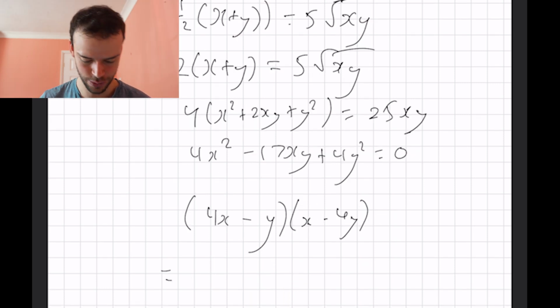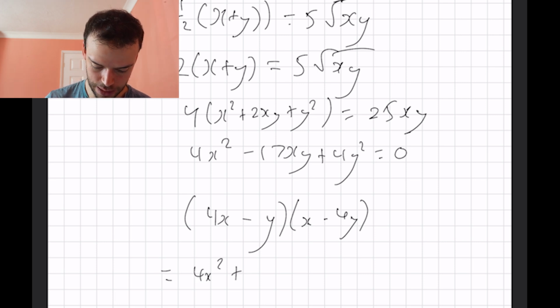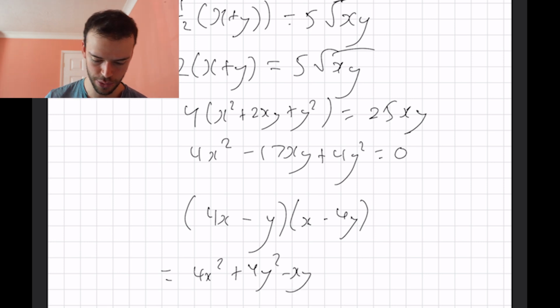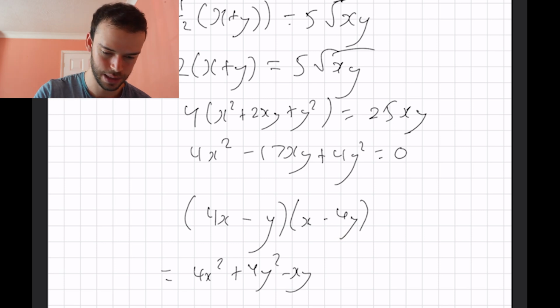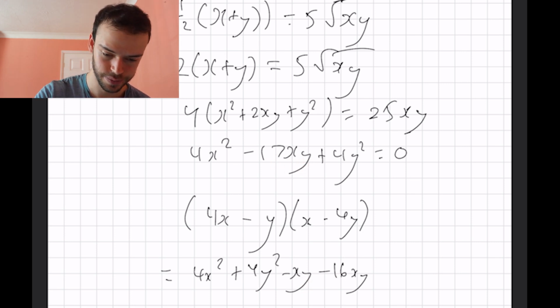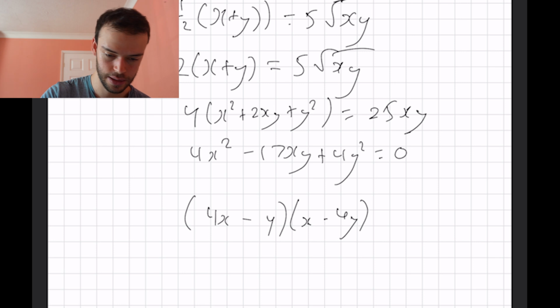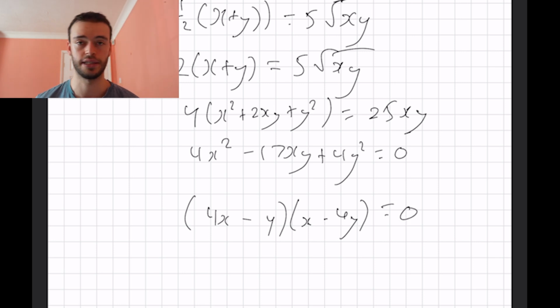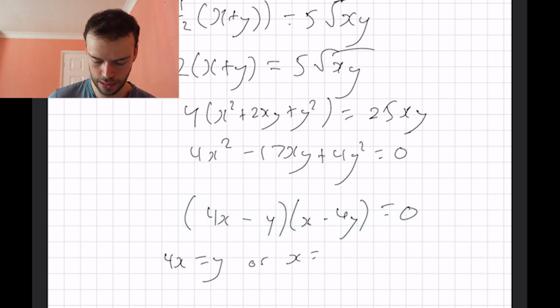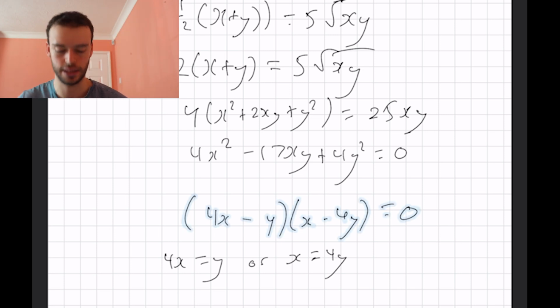Okay, because when we expand this, we get 4x squared, we get the plus 4y squared, and when we do minus y times x, we get minus xy. And when we do 4x times minus 4y, we get minus 16xy. And when we combine these two together, we get minus 17xy. Sweet. So we've been able to factorize it. Okay, and therefore, we know that 4x equals y or x equals 4y are solutions to this. Cool.